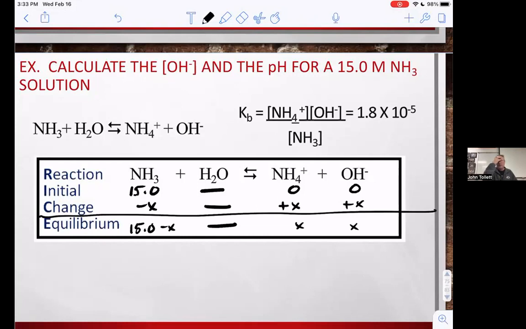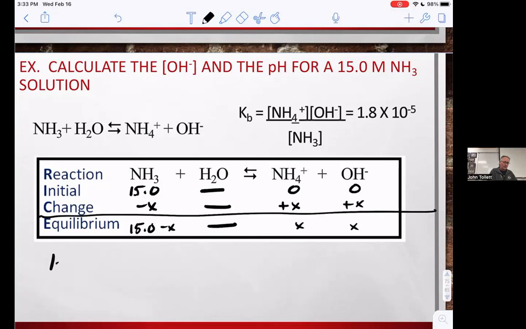I've already written my Kb expression. I can't encourage you guys enough to please write your Kb expressions and your Ka expressions. It'll make a difference when we're setting stuff up later. Ksp, salt hydrolysis, these things, it'll matter that you write them out. So you really need to write it out. But I've got it written out.